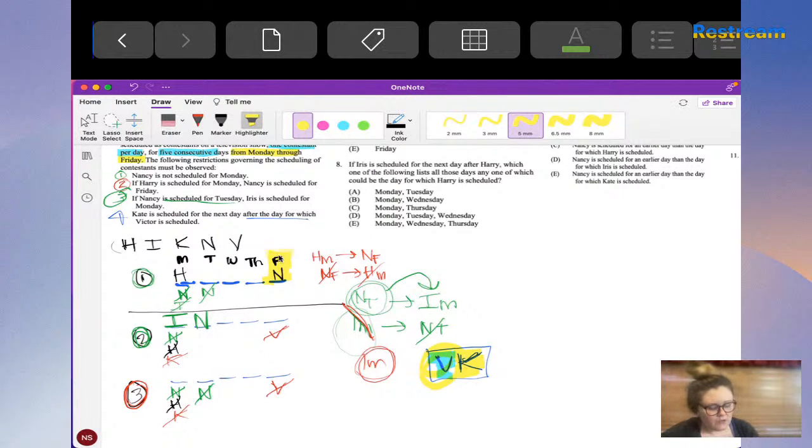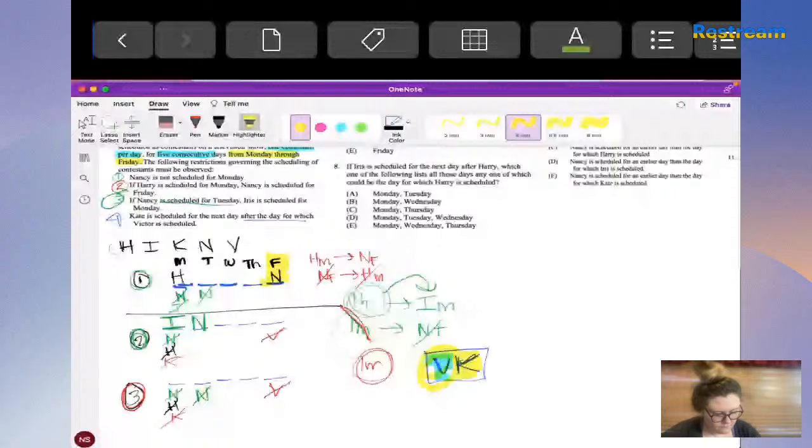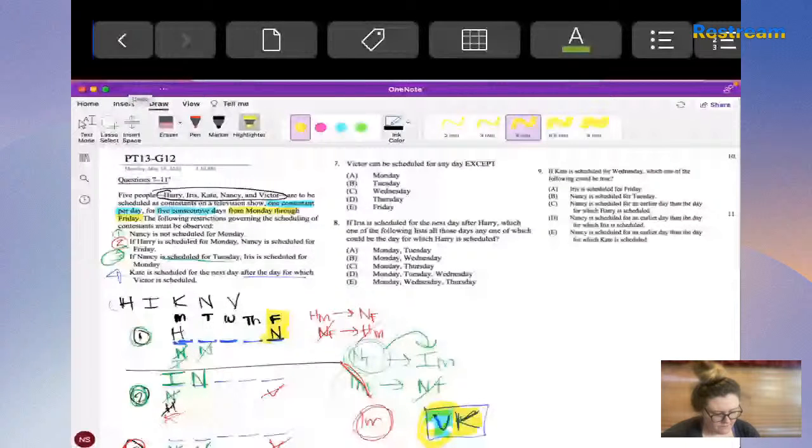Even if we looked at our worlds, in the first world, we can't have N there, and then we literally told ourselves no V. Piece of cake, right? We got that. So for this one, we're going to get this answer so fast and just move on. All right, so let's go on to number 8.